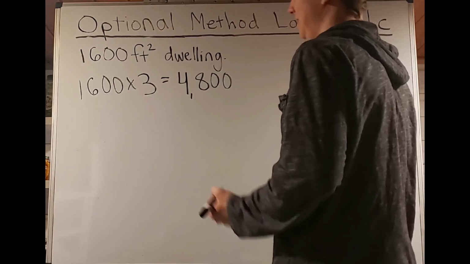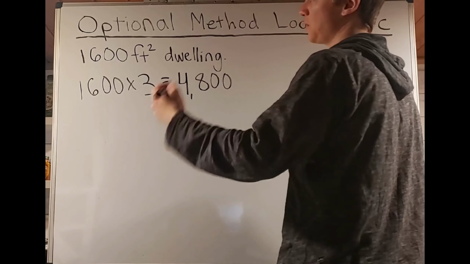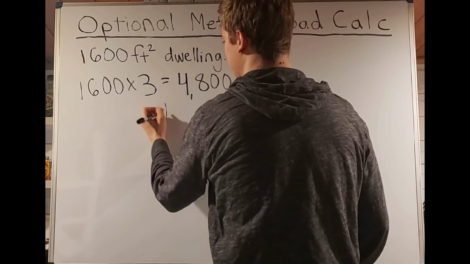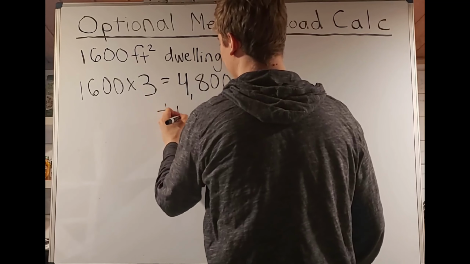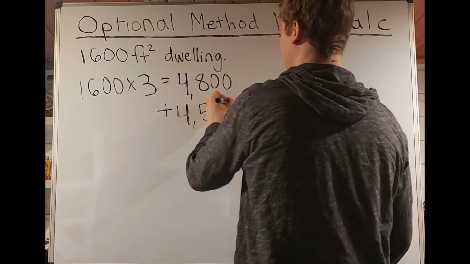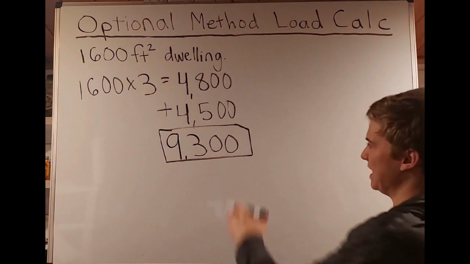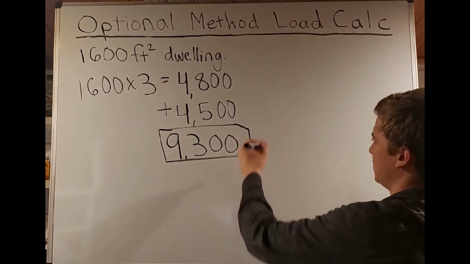Then we're going to take our 4,800, and we're not told anything else, but we know for a general lighting load that we're always going to add the 4,500, which is for those 2 small appliance branch circuits and the 1 laundry circuit. We're going to add these 2 together, and we get 9,300 as our answer there.